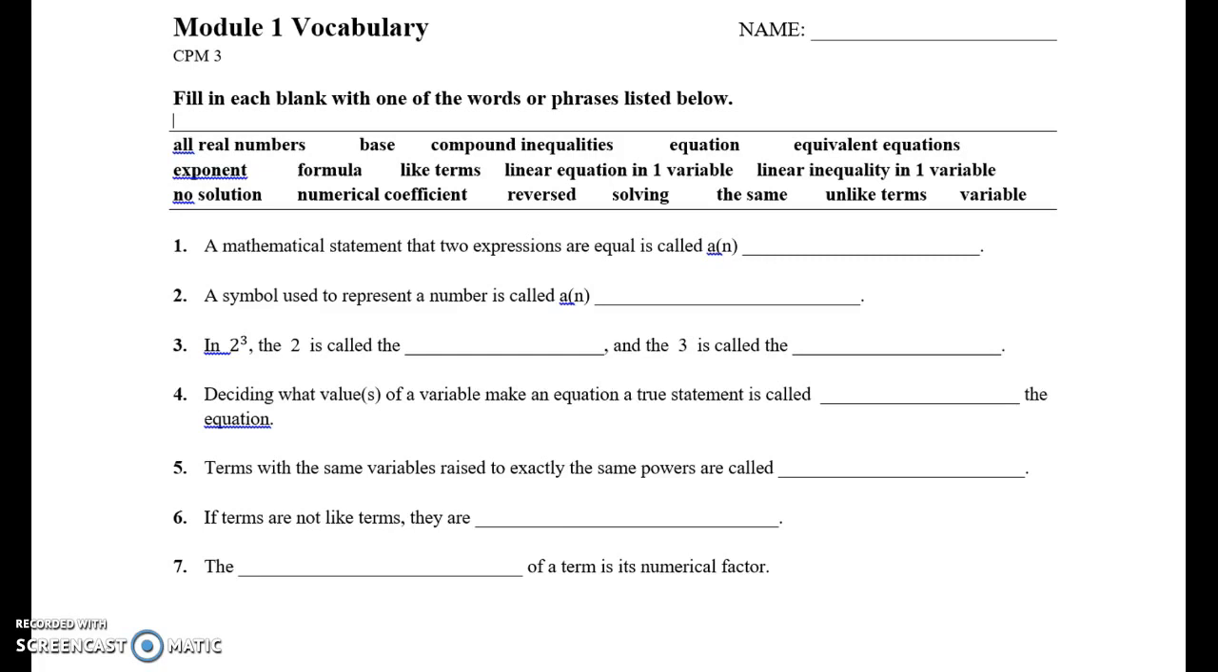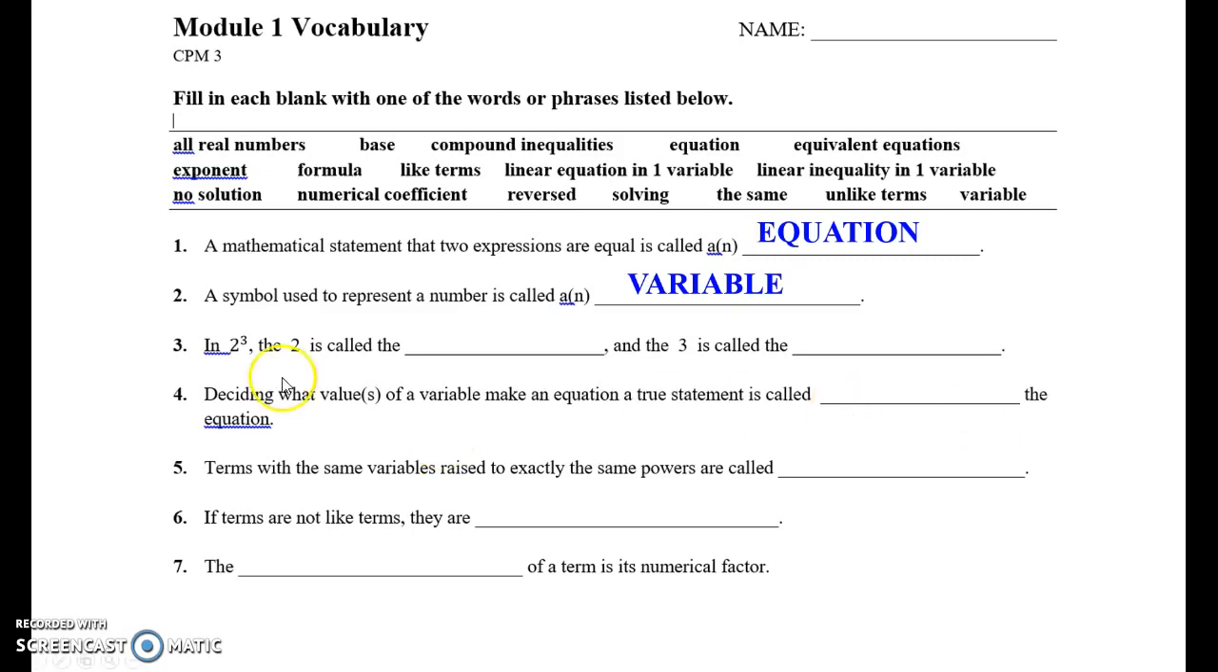All right, here's our vocabulary sheet. If you already got this filled out, you can advance the video. If at any time I'm going too fast, you are welcome to pause the video and even go back and go over something again. All right, number one, a mathematical statement that two expressions are equal is called an equation. Number two, a symbol used to represent a number is called a variable. Maybe you should fill out this whole sheet first and then see if you got them right. That'd be a great way to prepare for the test.